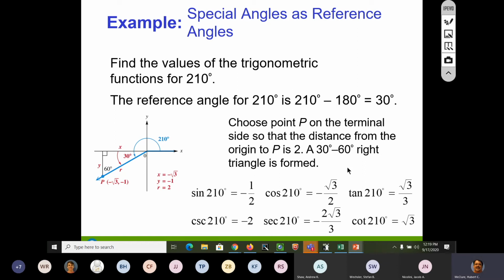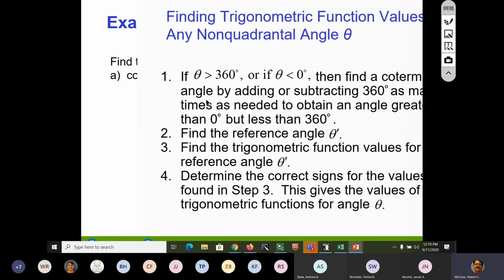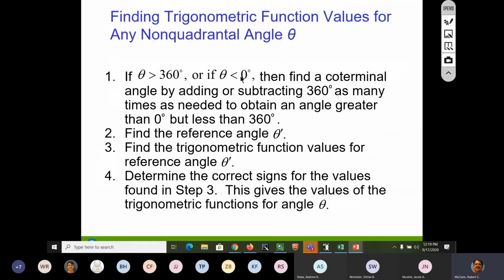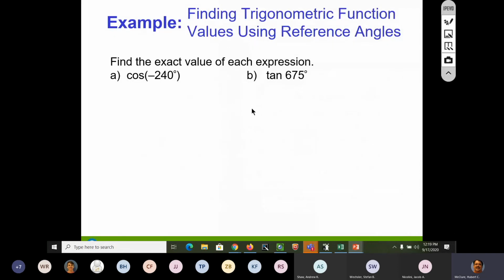So that's how you do that one. Is that a test question? Yes, that's a test question. Anything having to do with the reference angle is a test question. And here's where they're talking about the reference to 360. That's what I thought they were talking about. So, all right, let's do these two.